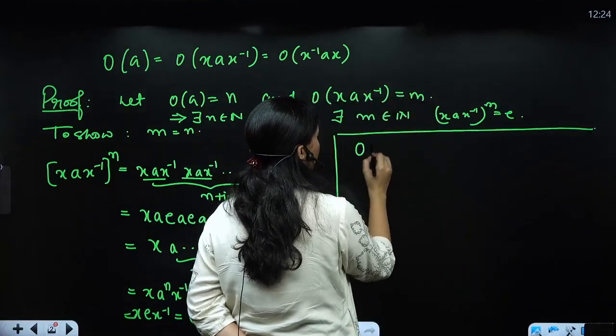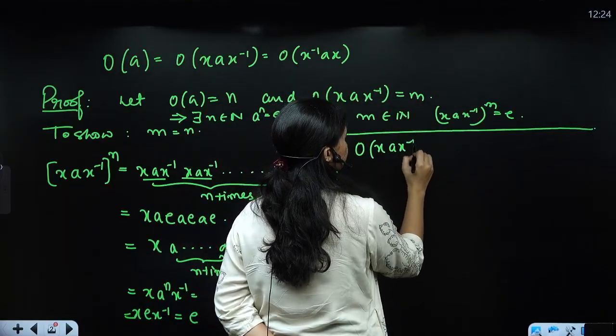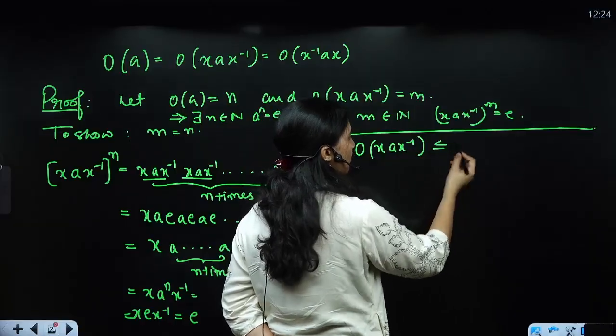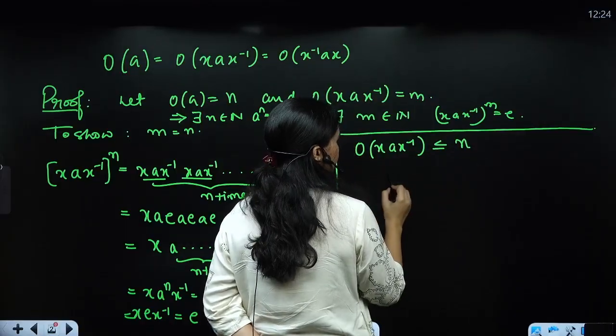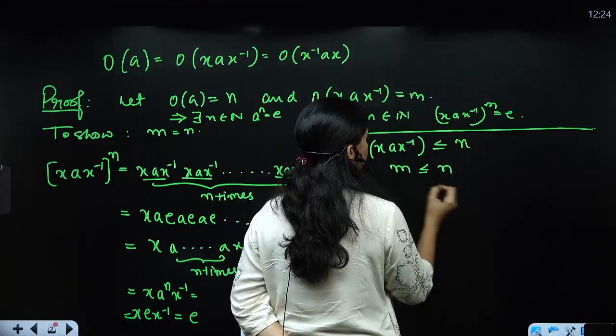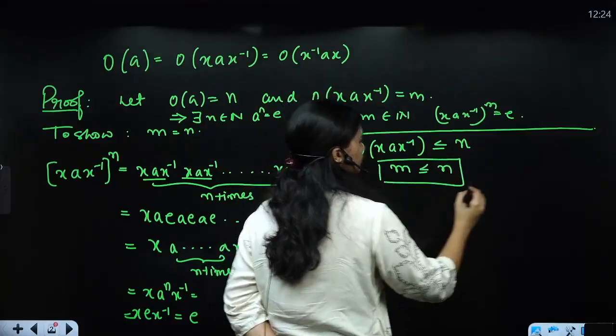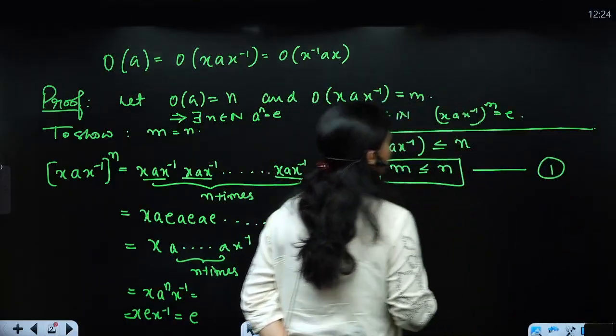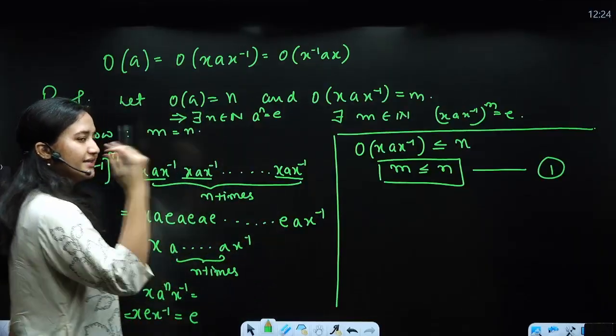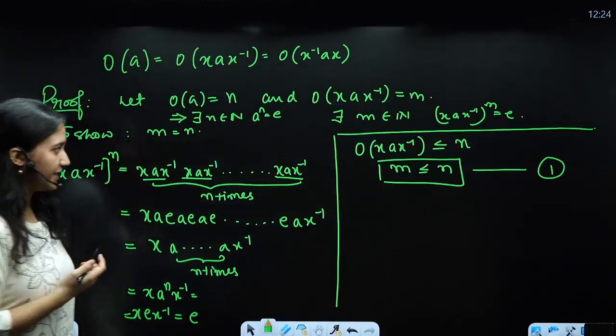That order of xax inverse is either equal to n or less than n. So that means m is less than or equal to n, right? So the first part is proved. Now we have to show it the other way around because हमें equal दिखाना है, right?